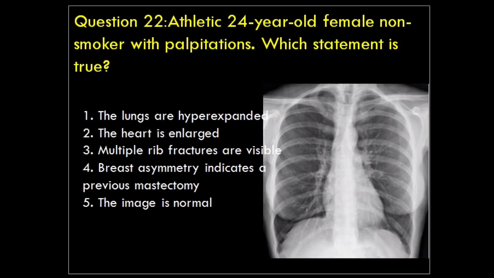Question 22: Athletic 24-year-old female non-smoker with palpitations. Which statement is true? 1. The lungs are hyperexpanded. 2. The heart is enlarged. 3. Multiple rib fractures are visible. 4. Breast asymmetry indicates a previous mastectomy. 5. The image is normal.